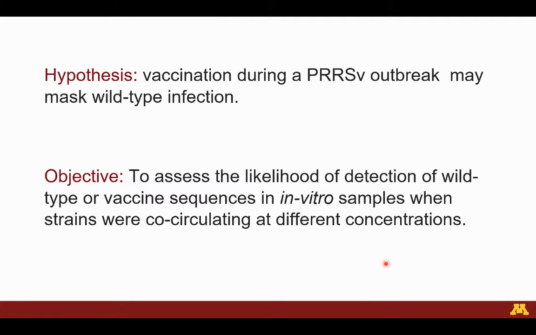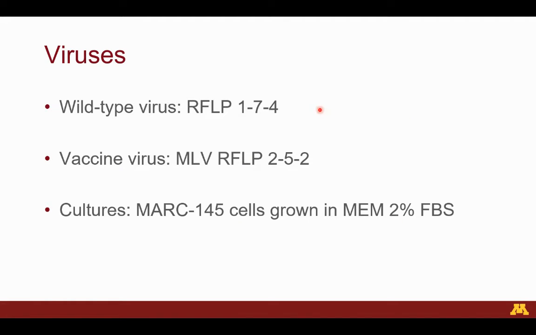The objective of this was to assess the likelihood of detection of wild-type and vaccine sequence in in vitro samples when strains were co-circulating at different concentrations. For this purpose, we used two viruses. First, the wild-type virus, which was an RFLP 174, and a vaccine virus, which is an MLV RFLP 252. These were grown in MARC-145 cells and supplemented with 2% FBS in DMEM media.